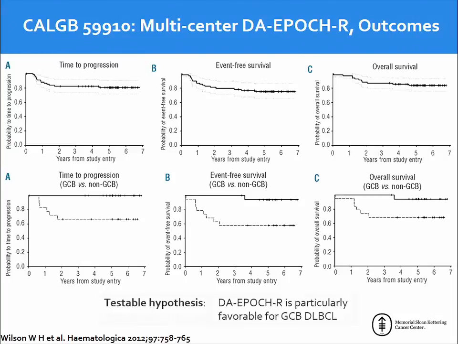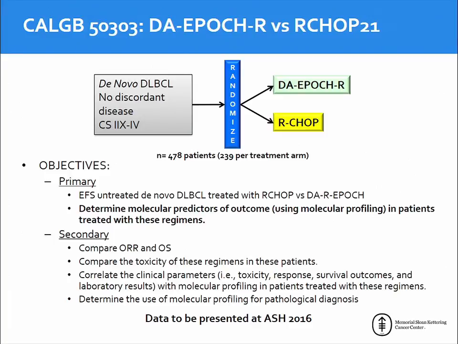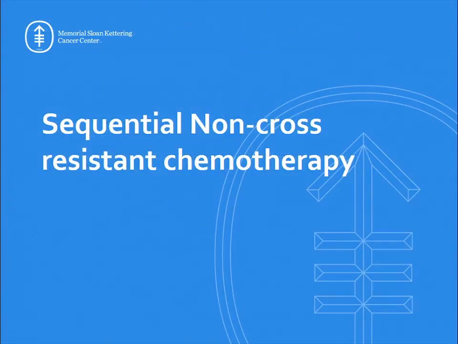However, this was a phase 2 study. This is a hypothesis-generating experiment, and we are going to finally present the results of 50303 at ASH. So unfortunately, you have to wait for ASH for the results, and whether these data are actually confirmed.